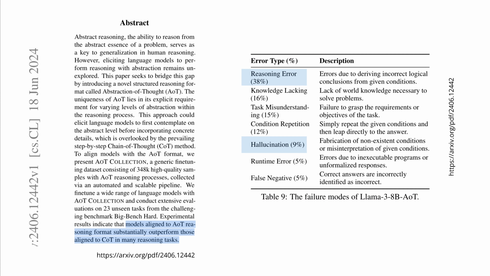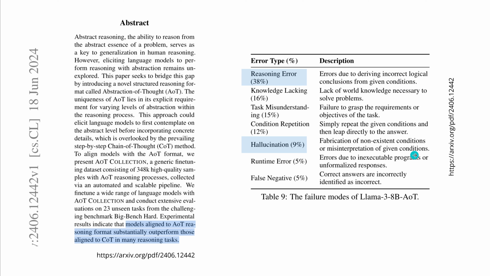They also had some beautiful analysis of the errors. Whenever the system produces an error, and they are relying here, of course, on the Llama 3 8B abstraction-of-thought fine-tuned Llama 3 model, what is the cause of this error? They found out that the reasoning error, the logical reasoning error, is about 38%. However, they have hallucination here as a separate entity. Reasoning error is an incorrect conclusion from given conditions, and hallucination is a misinterpretation of given conditions.